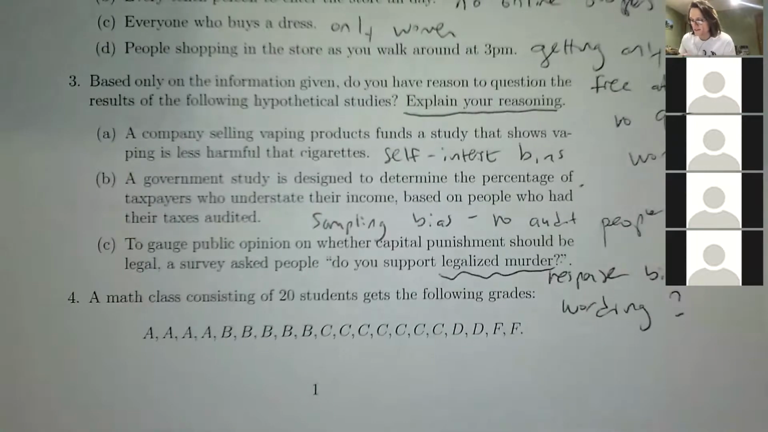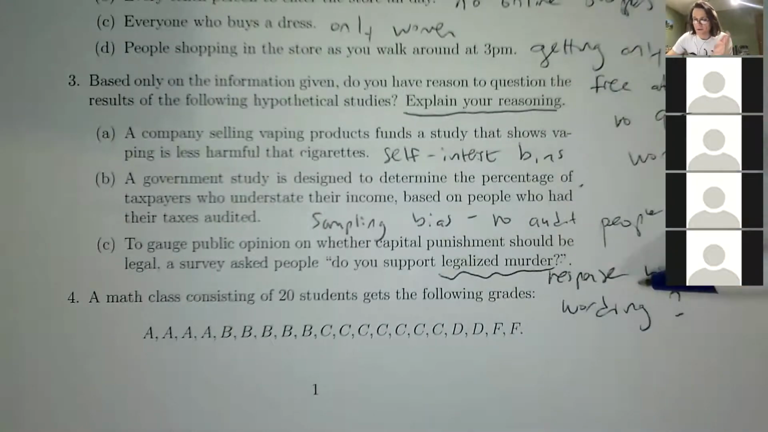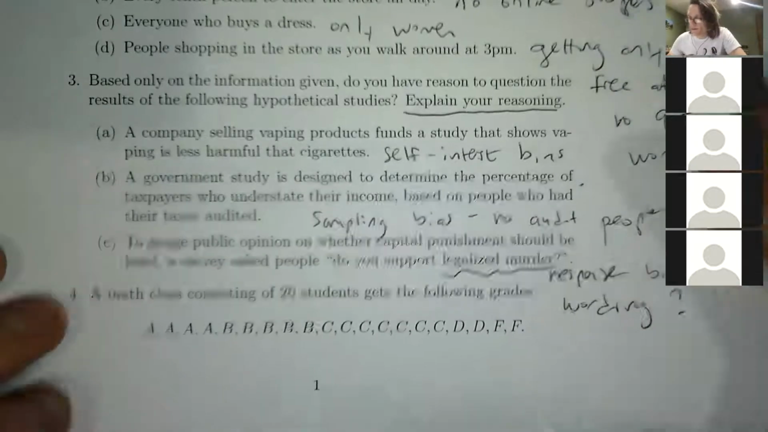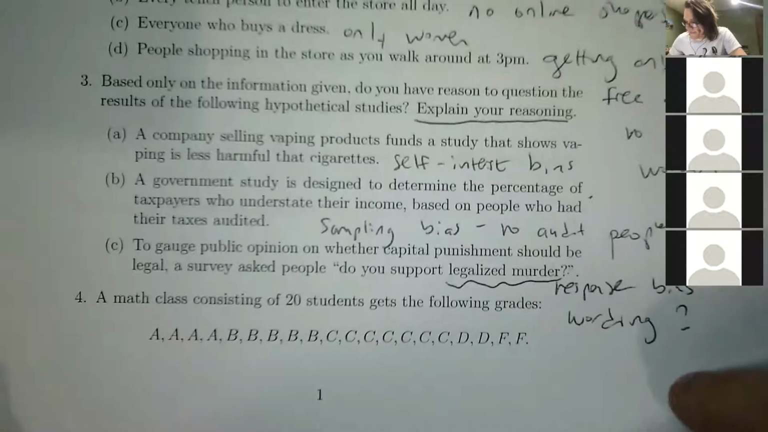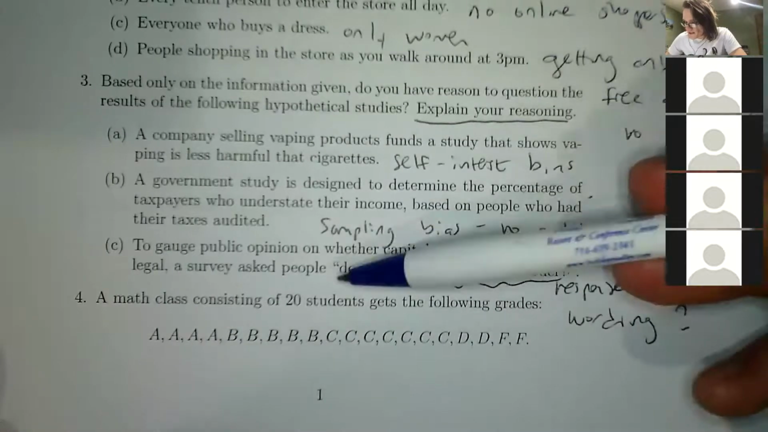So as I was saying, if you can't remember sampling bias, self-interest or response bias or wording or anything like that, just describe what problem you think could happen with it, and that's definitely sufficient. All right. So the next one: a math class consisting of 20 students gets the following grades.